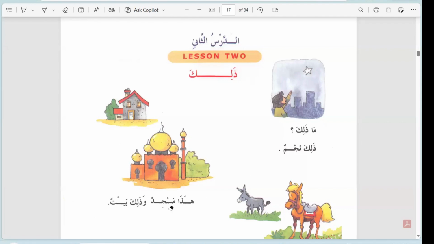هذا مسجد وذلك بيت. So you see that the masjid, the mosque, is near to you, and the house is away. This is a mosque, and that is a house.